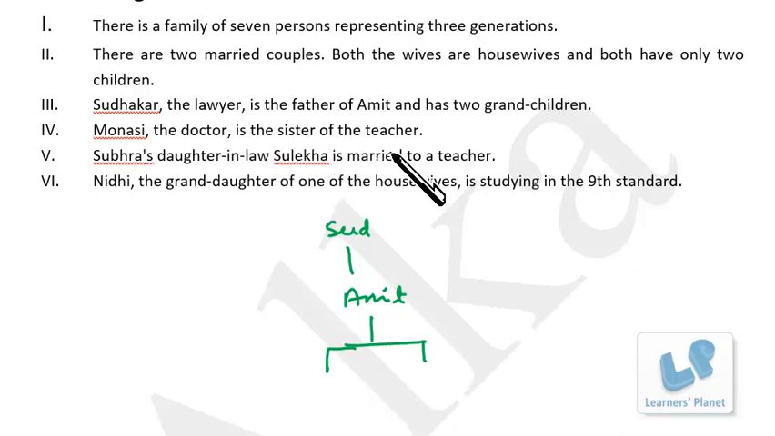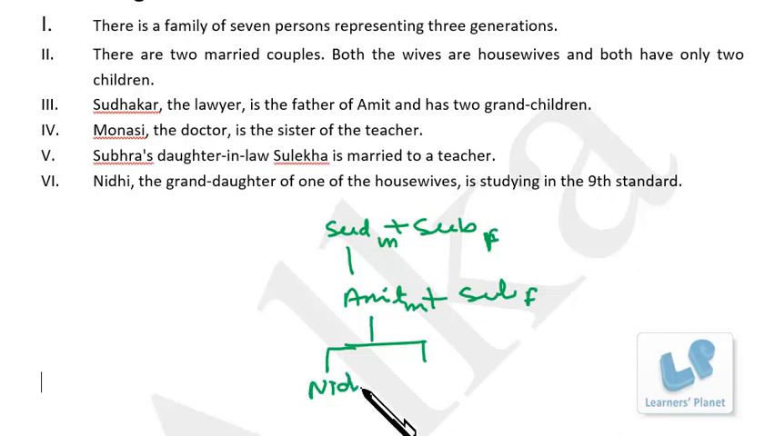Mansi the doctor is the sister of teacher. Shubhra's daughter-in-law Sulekha is married to a teacher. Shubhra's daughter-in-law. Okay, so that means Shubhra should be over here. And daughter-in-law Sulekha, that should be in this generation. And since there are 2 married couples, so Amit and Sulekha should be husband and wife. Okay, so that's male, female, male, female. Okay, then Nidhi, the granddaughter of one of the housewives, studying in 9th standard. So Nidhi is over here.